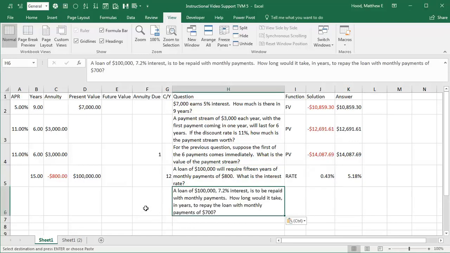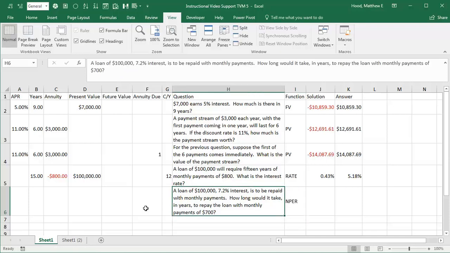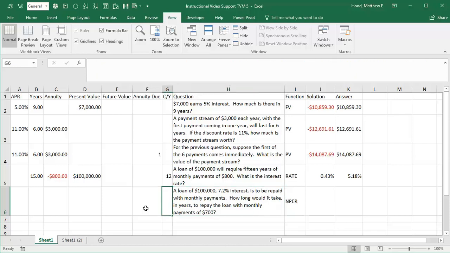All right, time for the next question. So we're going to make payments of $700 and want to find out how long it's going to take to repay the loan in this case. So the interest rate is 7.2%. How long is it going to take? The function is number of periods. It's actually asking for it in years. And I've got monthly payments.